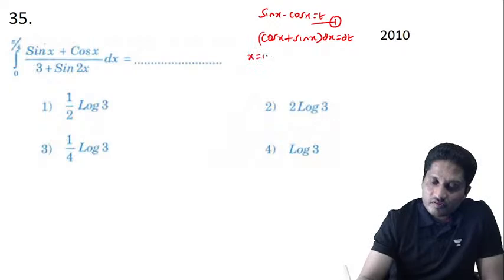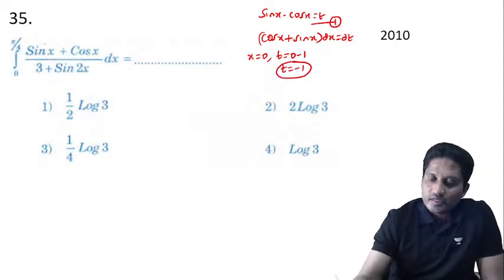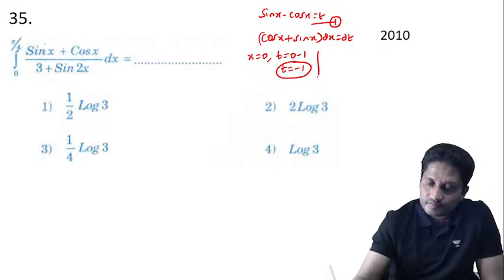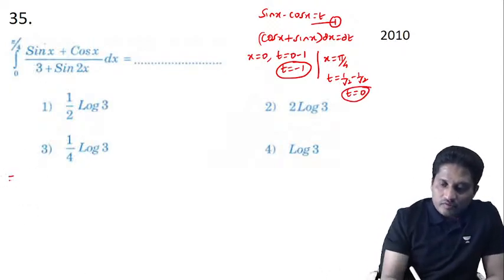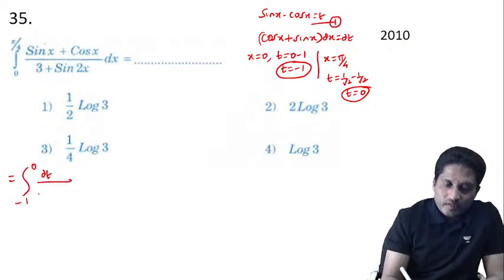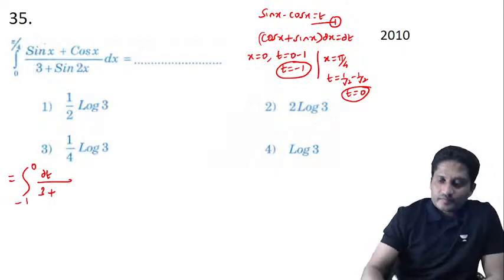Even the limits will change. When x is equal to 0, t is equal to sin 0 minus cos 0, that is 0 minus 1, so t is equal to minus 1. And when x is equal to pi by 4, t is equal to sin 45, 1 by root 2, minus cos 45, 1 by root 2, so t is equal to 0. Now the new limits become minus 1 to 0, numerator is dt divided by 3 plus.